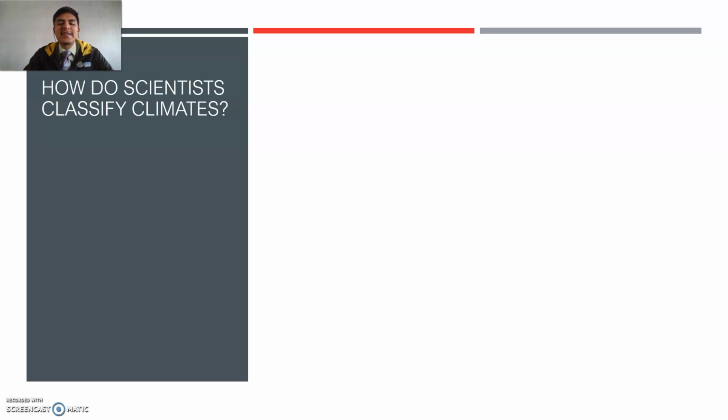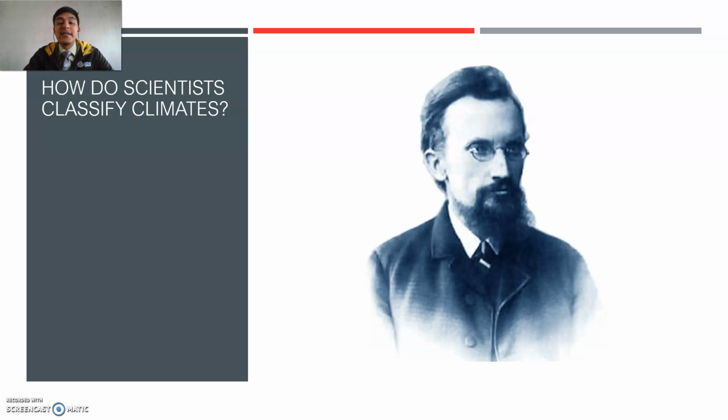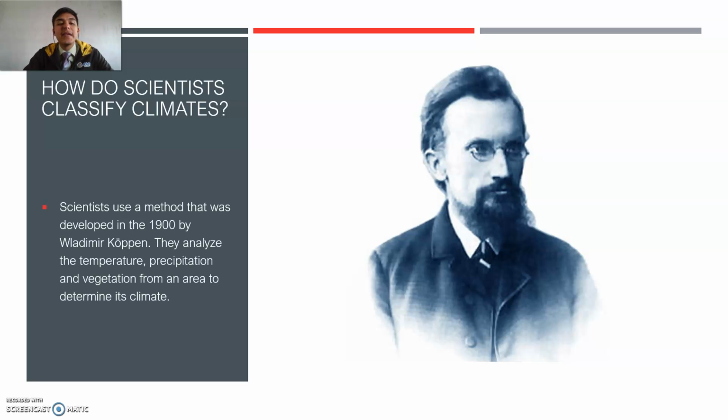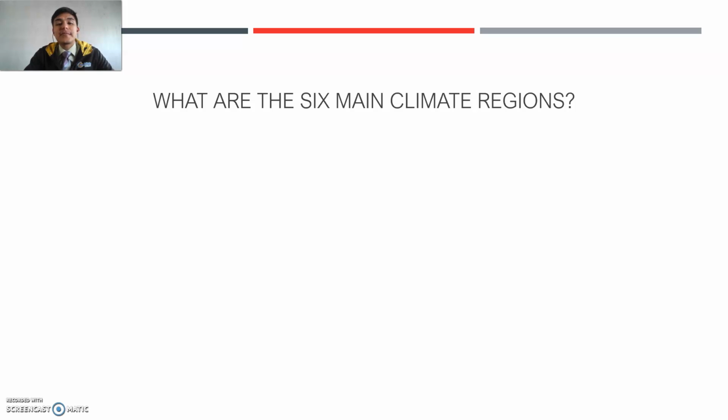So, how do scientists classify climates? This is a very important person for a scientist because he helps to determine how to classify the different climates around the globe. Scientists use a method that was developed in the 1900s by Vladimir Koppen. They analyzed temperature, precipitation, and vegetation from an area to determine its climate. So, let's just recap. These things are the ones that scientists use to classify climate: temperature, precipitation, and vegetation. Those 3 things. Right? And let's continue.